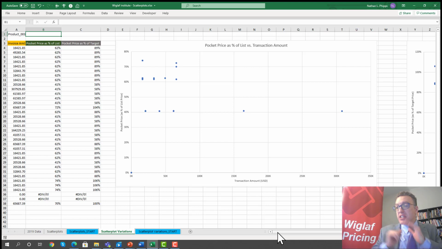But these are the scatterplot variations. So let's quickly create these from scratch for you.